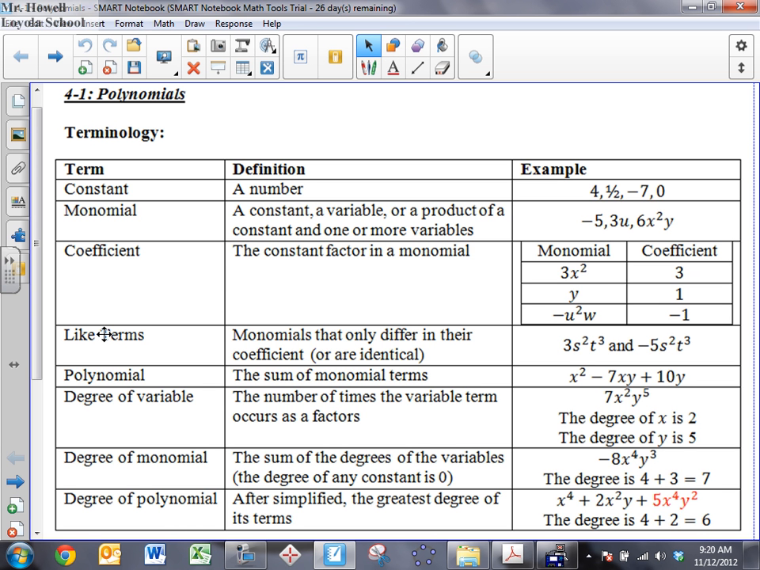The degree of the variable. The degree is the number of times the variable occurs as a factor. So for example here, the degree of x is 2 because it repeats itself twice. The degree of y is 5 because it repeats itself five-fold. The degree of a monomial is the sum of the degrees in that term. So the degree of x is 4, there's the 4. This degree is 3, there's the 3. Summing them, you get 7.